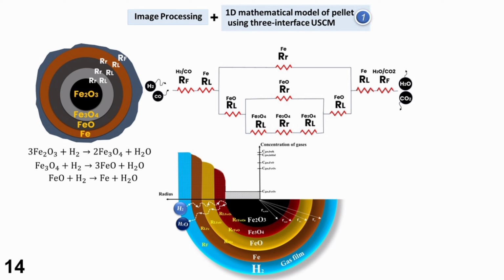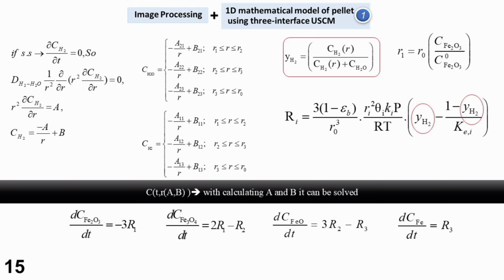As shown, iron oxide pellets first convert from hematite to magnetite, then to wüstite, and finally to iron. As the reaction progresses, it creates a highly porous environment. In our first model, we use a 3-interface unreacted shrinking core model for pellets. Since the gas profile inside the pellet changes rapidly, we consider it a steady state and integrate our equation to obtain 2 integration constants. In this model, we have 3 layers: magnetite, wüstite, and iron. Pay attention that hematite plays as the unreacted core.